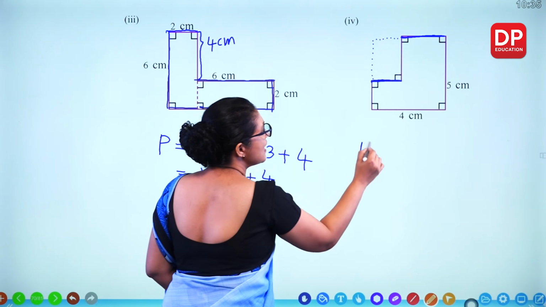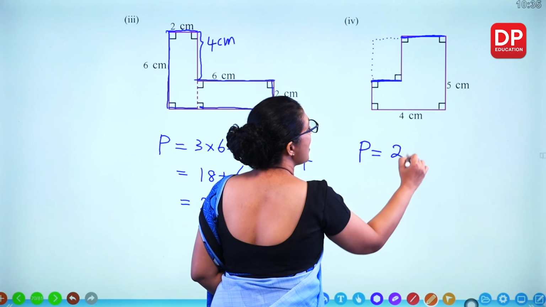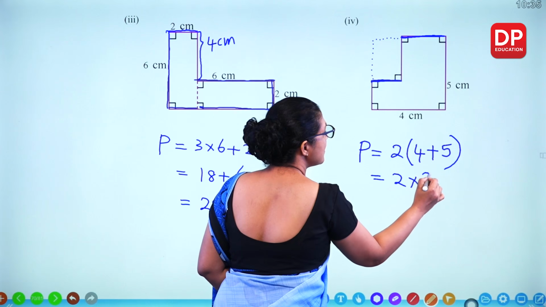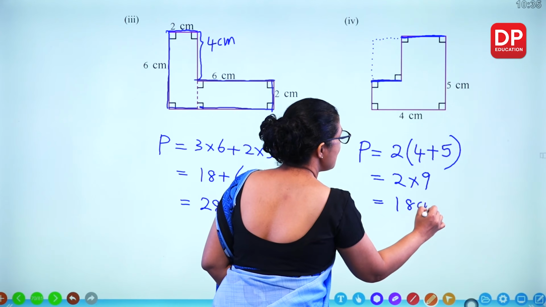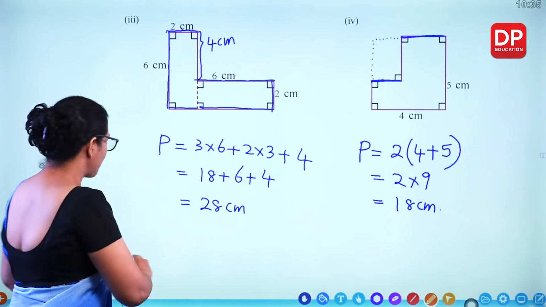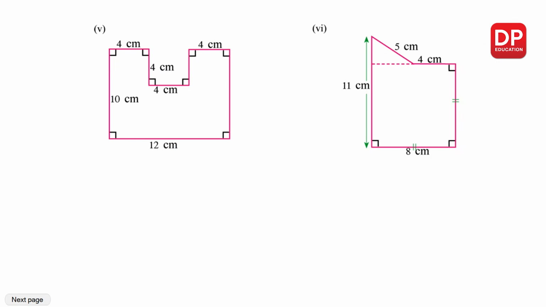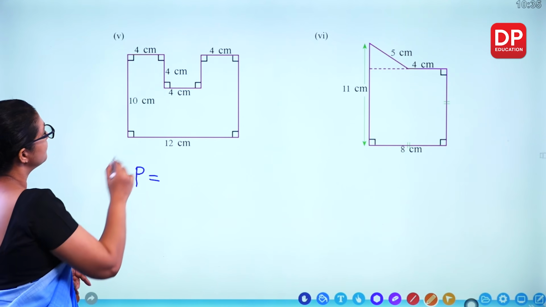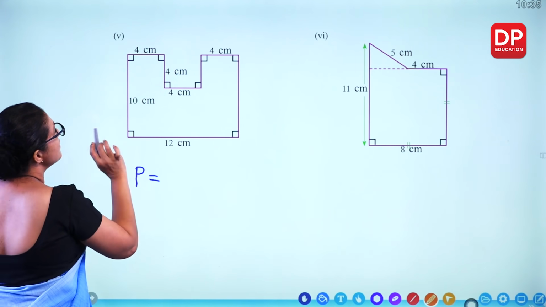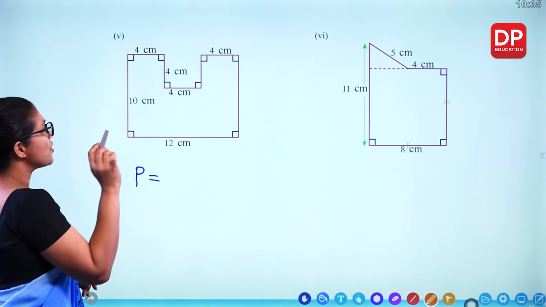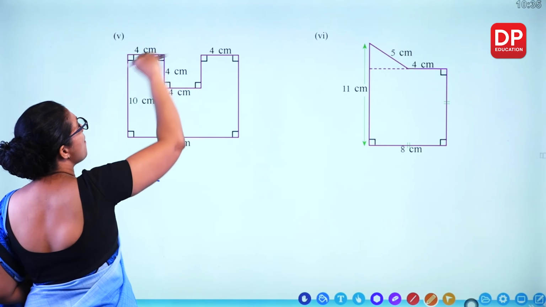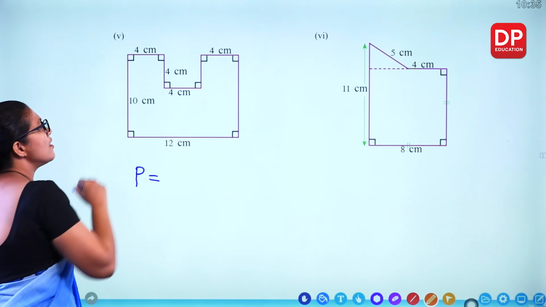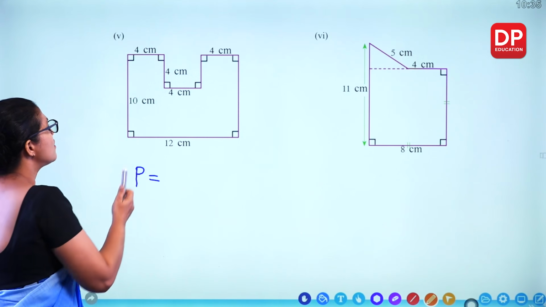So what's the perimeter? Perimeter is 2 times 4 plus 5. 2 times 9, 18 centimeters. This one, we'll add all lengths here. This is also similar to the previous question. If you move this one up, actually this is a rectangle and you get extra 2 lengths. But we'll add it together.